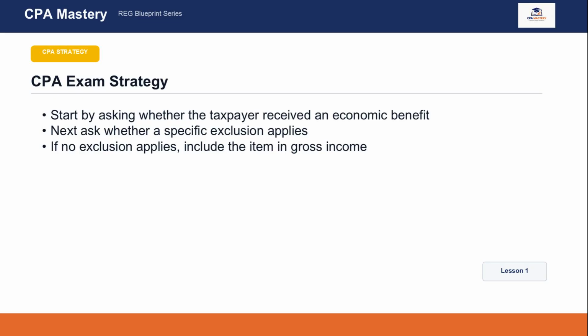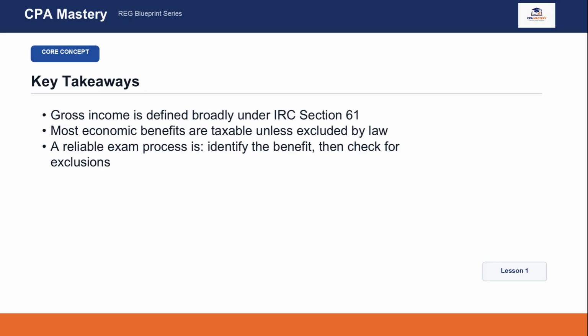This process is simple, repeatable, and very effective. It keeps you from overthinking questions and helps you move faster through both multiple choice questions and simulations. Let's wrap up the lesson. Gross income is defined broadly under IRC Section 61, which means most economic benefits will be taxable unless the tax code specifically says otherwise.